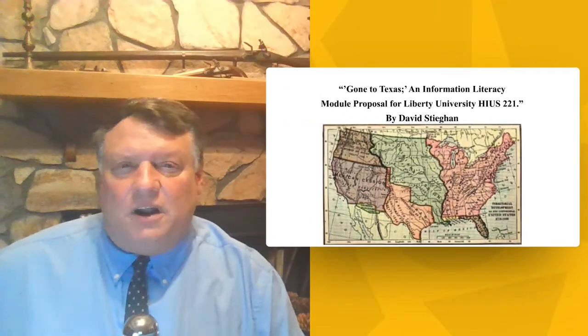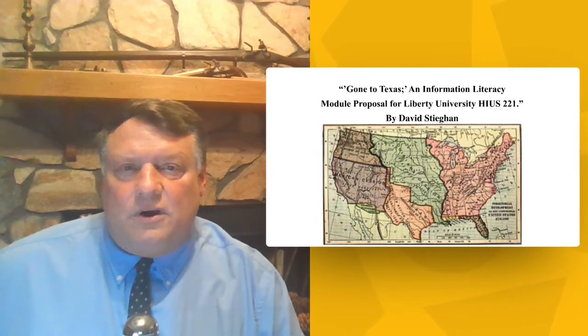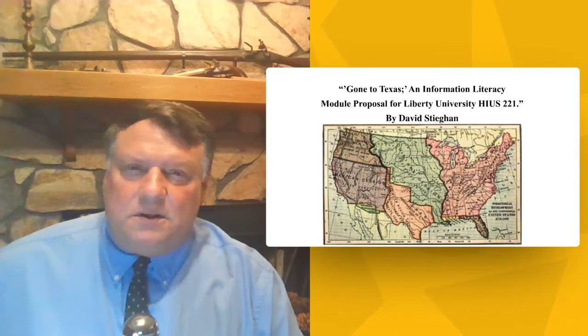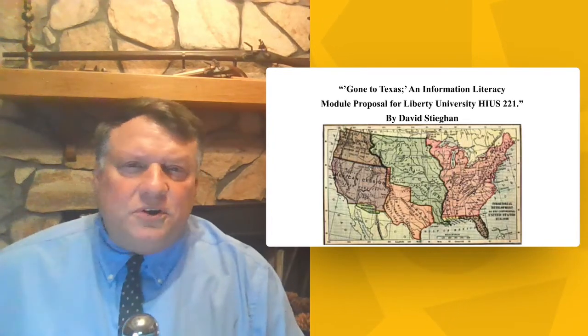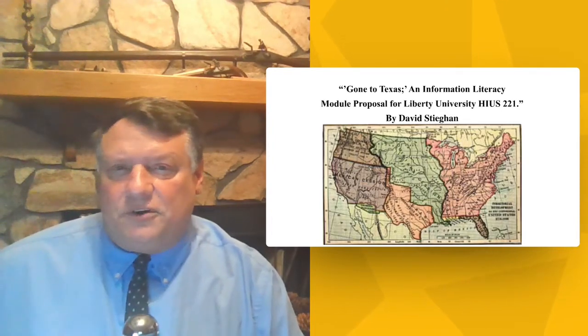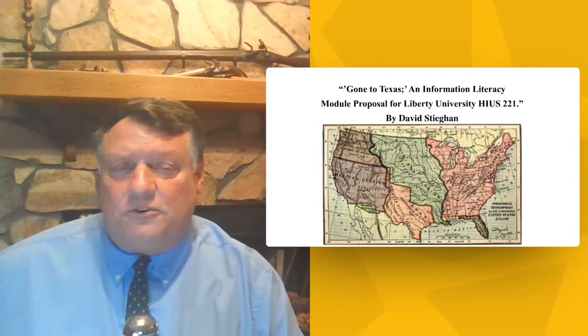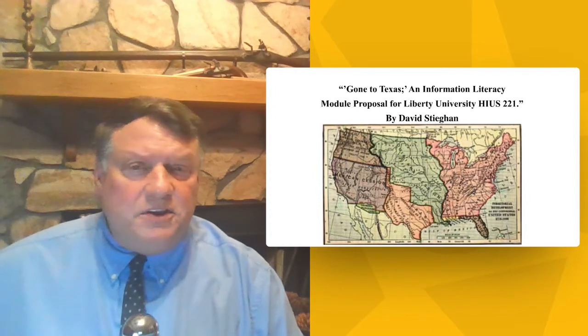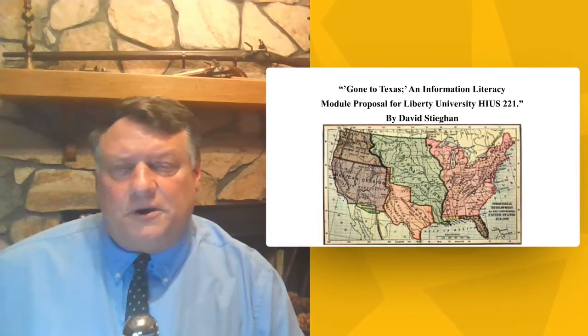I'm David Stishon, and this is my proposed information literacy exercise for History US 221, the Liberty University Early American History Survey course. The goal is to encourage critical thinking, research, and to introduce new undergraduate students to the use of primary sources. While this proposal is for individual students, it may be used as a small group role-playing project.